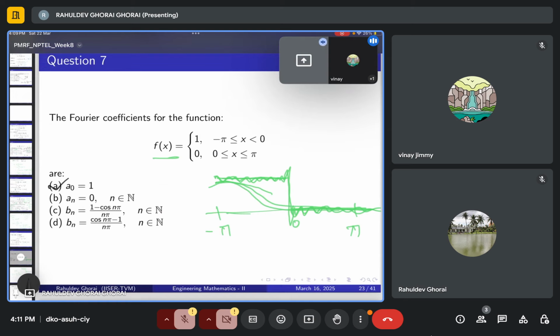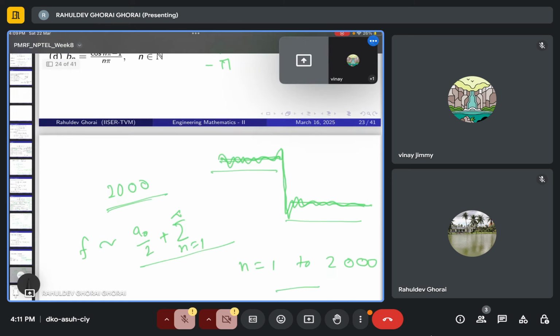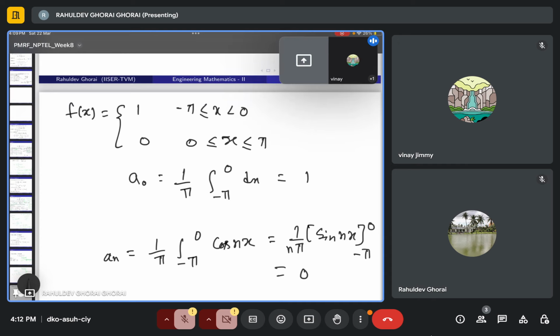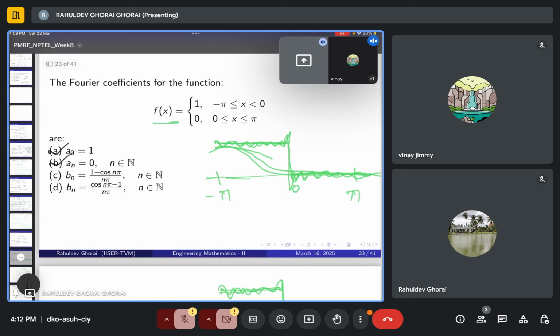So what will be a n? In this case, it is easy, right? A n will be 1 over pi, same minus pi to 0, because the function is multiplied with fx, and fx is 1 in this interval, so it is cos nx, right? Correct. That will be 1 over pi, sin nx over n, from minus pi to 0. But whatever value you put, sin 0 is 0, sin minus n pi also 0, so it will be 0. So a naught is correct, a n is also correct.